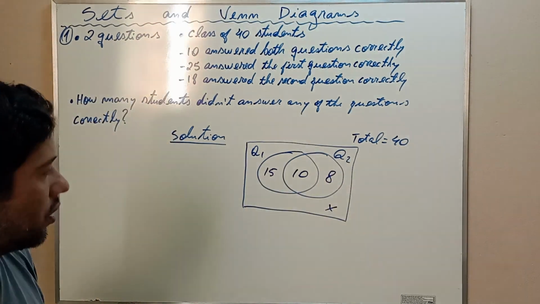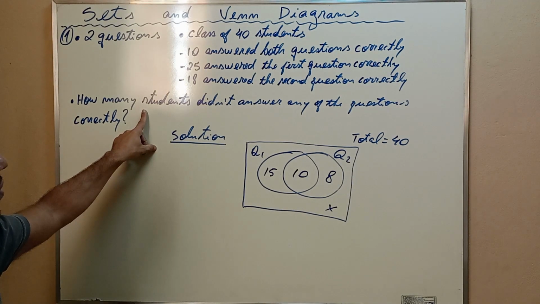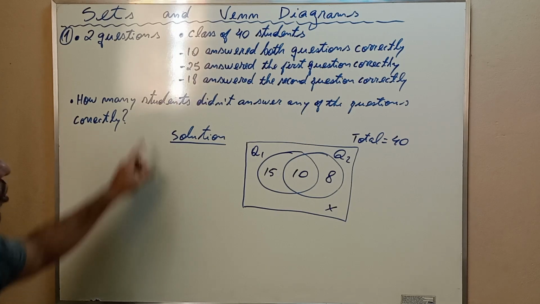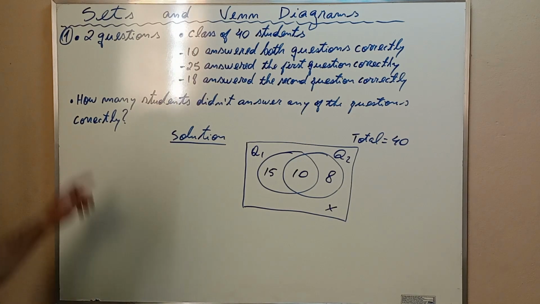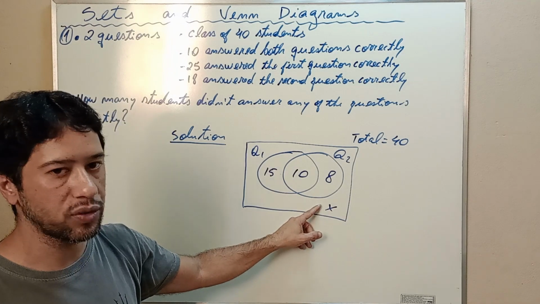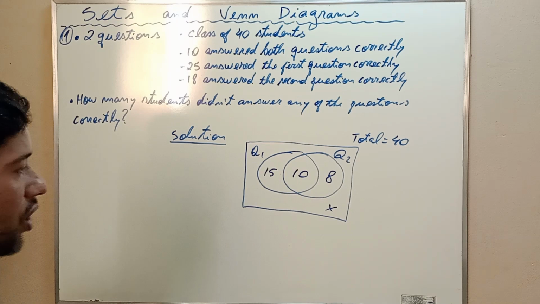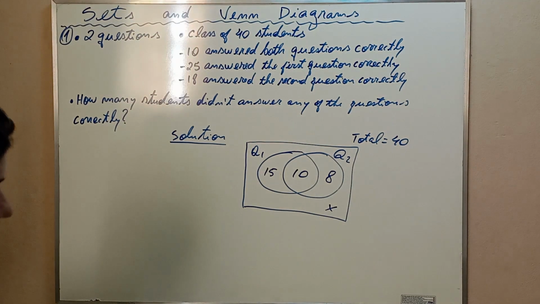And what the exercise wants us to find is the number of students that didn't answer any of the questions correctly. The question is, how many students didn't answer any of the questions correctly? This is our x, okay? It is outside because these students didn't answer any of the questions correctly, okay?